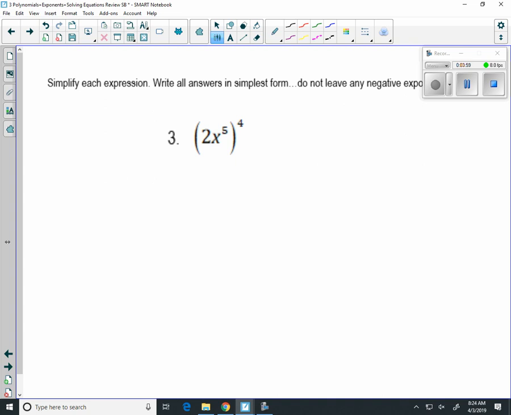So here we're going to take this 4 and we're going to apply it to everything in our parentheses. What we have in our parentheses is 2 to the first and x to the fifth. So before I do that, I'm going to rewrite 2 to the first, x to the fifth. And then I'm going to remember that power to a power means multiply. We just write multiply right there.